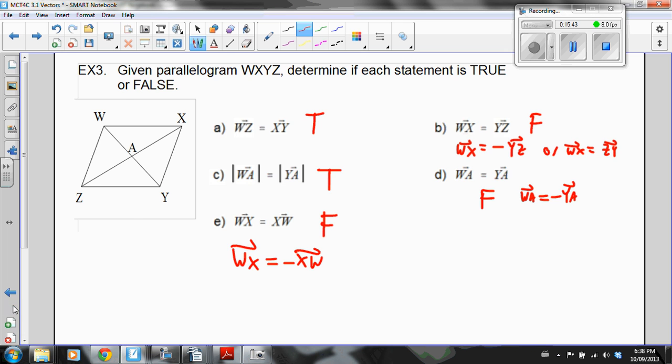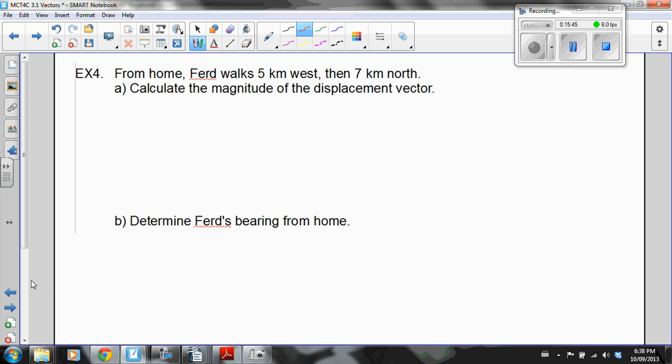All right, last example. From home, Ferd walks 5 kilometers west, then 7 kilometers north. Notice no bearings needed there. That's just west and north. And we want to calculate the magnitude of the displacement vector. Displacement is a vector way to say distance. So I can see the distance that he has walked is 12. Right? I just go 5 plus 7. He's walked 12 kilometers distance. That's distance. Displacement is kind of how far away is he?